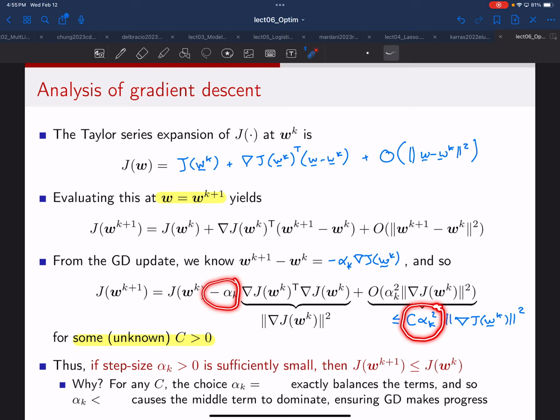Yeah, when it's 1 over C, then this is minus 1 over C, and this is positive 1 over C, and they cancel. So if alpha_k is 1 over C, I make no progress. That's just on the edge of where this is going to work. If I actually want to make progress, I want to make alpha_k smaller than 1 over C, because then this negative number overwhelms this positive number.